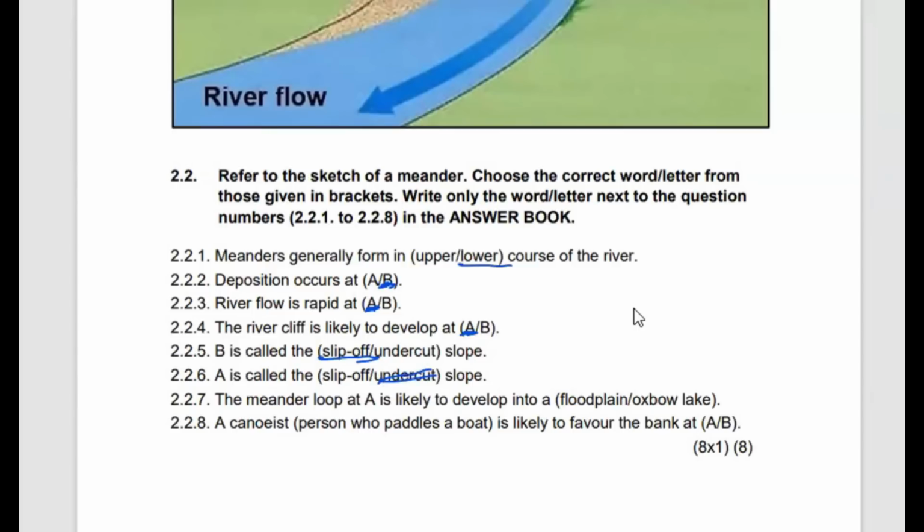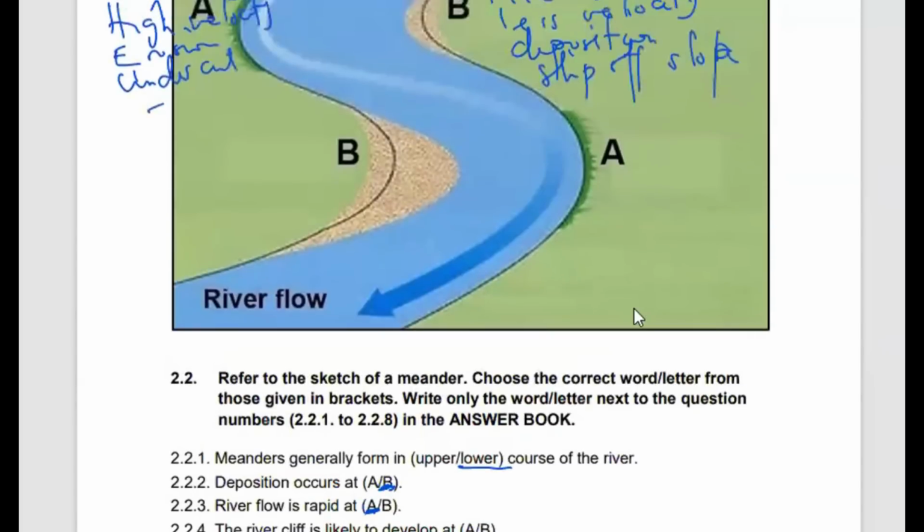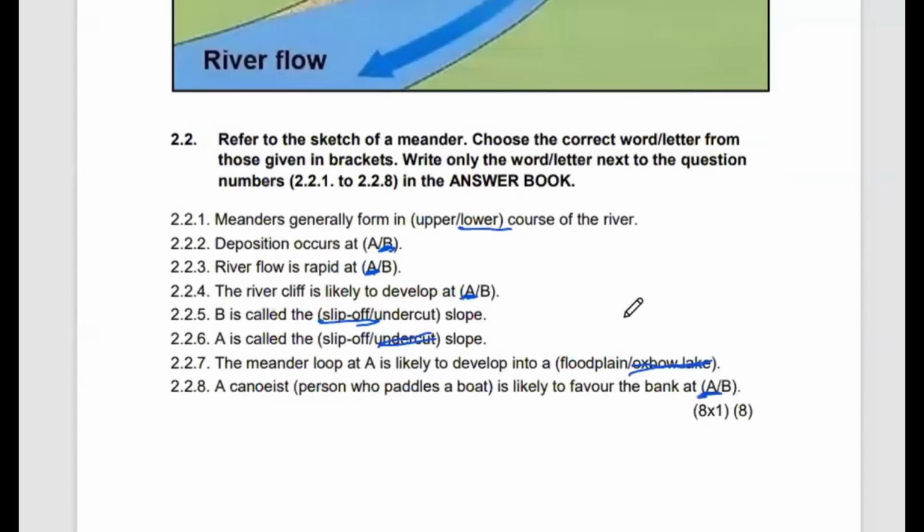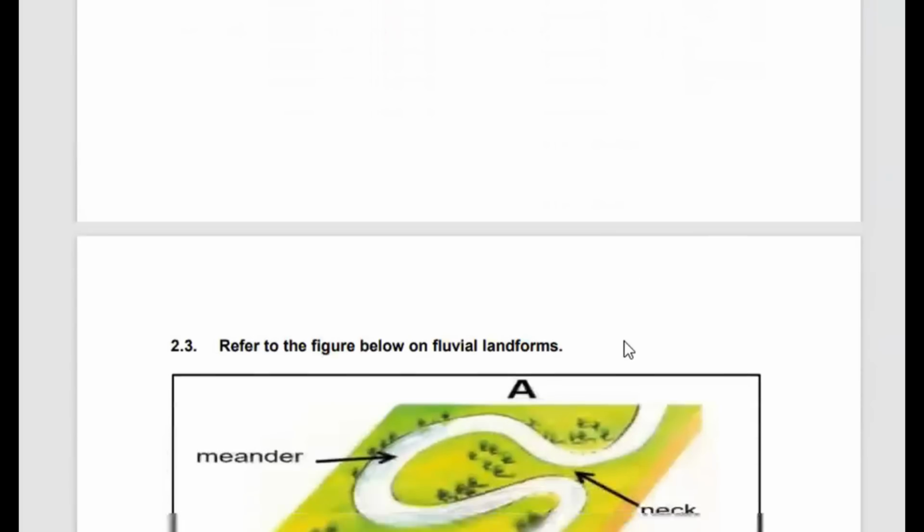The meander loop at A is likely to develop into an oxbow lake. Oxbow lakes form from meanders. A canoeist, a person who paddles on a boat, is likely to favor the bank at A or B. Which bank is likely to be favored? Likely to favor the bank at A. Those are responses to question 2.2.